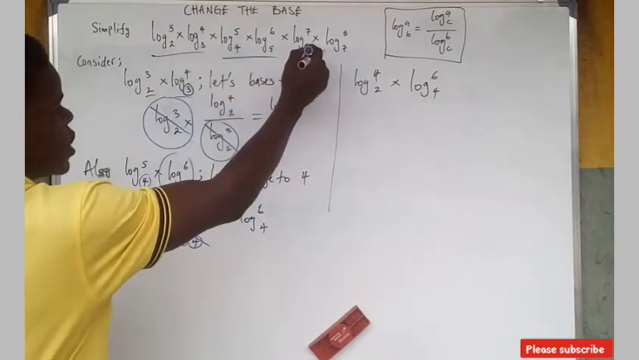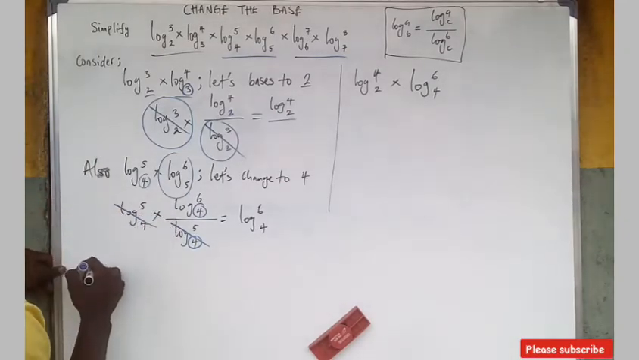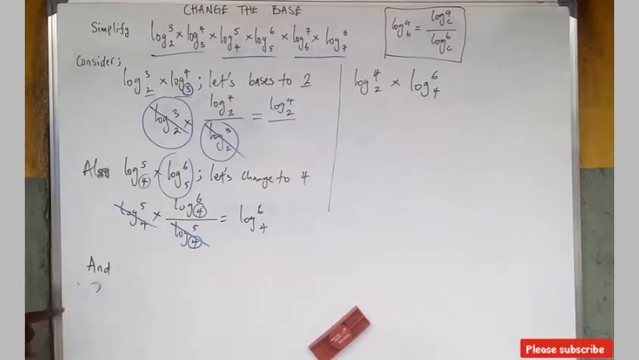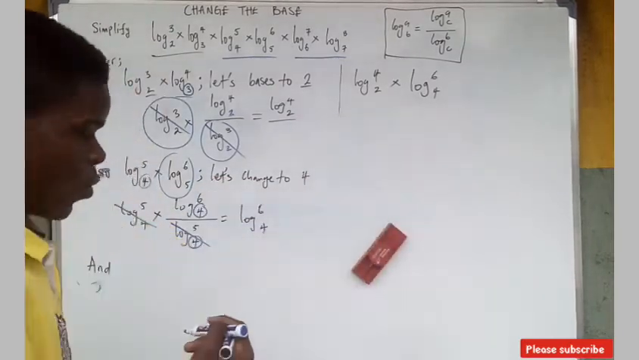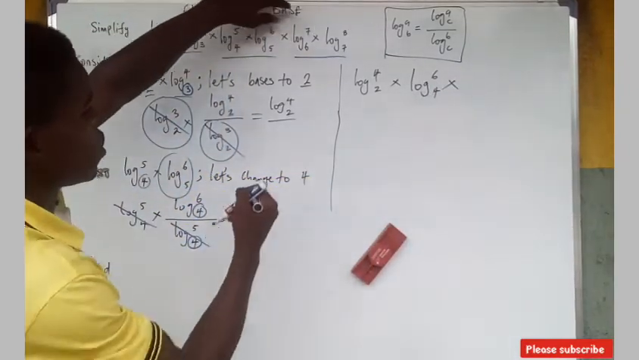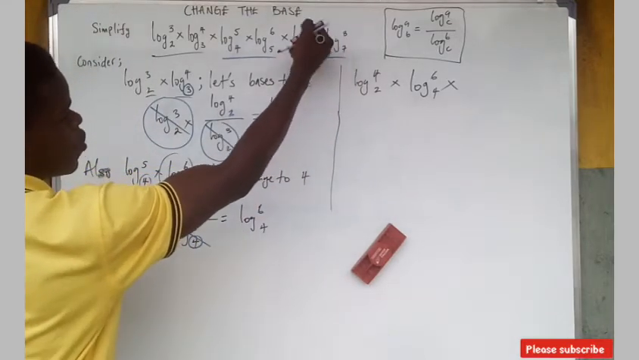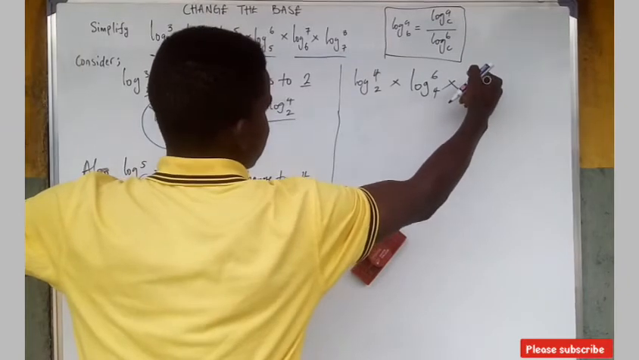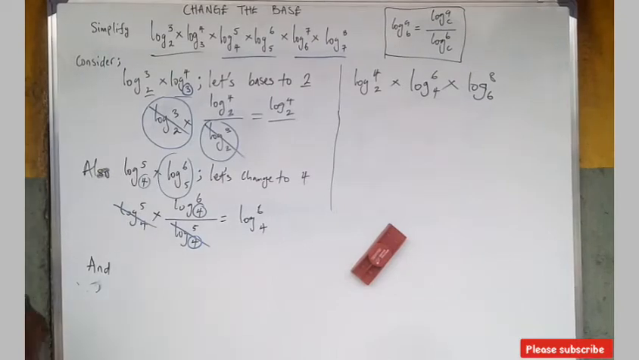So we've done this. Now it's left for this last one. I want you to think, in the same way, how can we evaluate that? It's exactly the same thing that we're going to do. I believe you've already pictured what we're going to have. The log to base 7 cancels, and you would have log 8 to base 6.